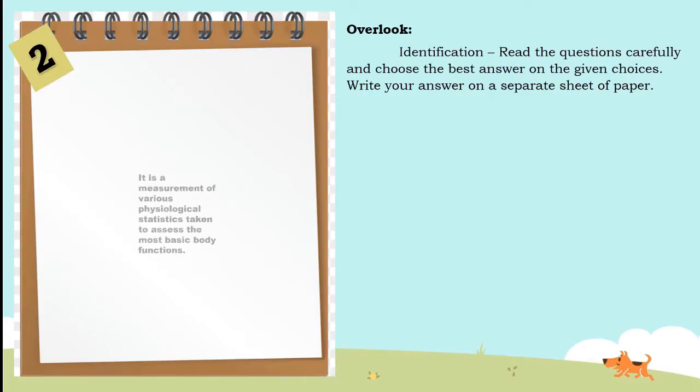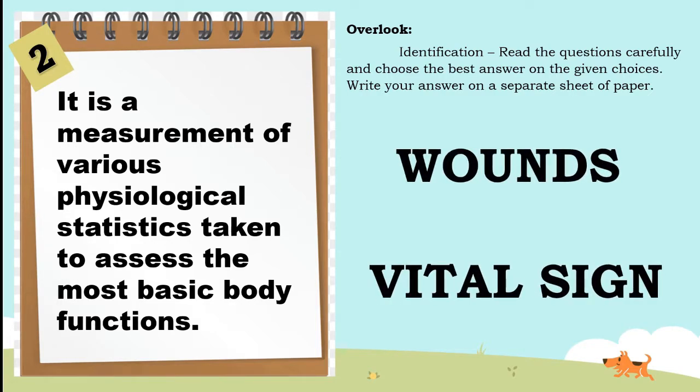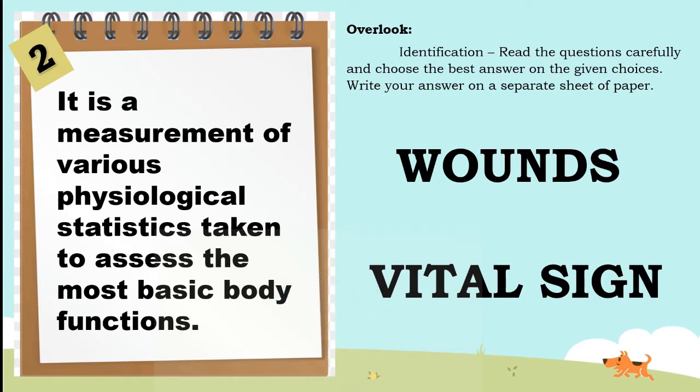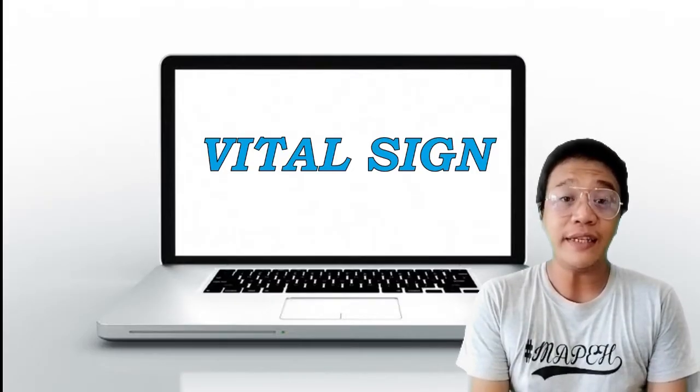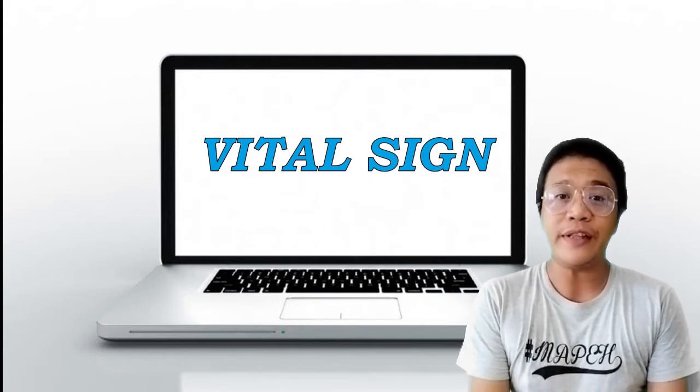Question number 2. And the choices are... you have only 5 seconds to know the answer. And the answer is vital signs. The act of taking vital signs normally entails recording body temperature, pulse rate and heart rate, blood pressure and respiratory rate.